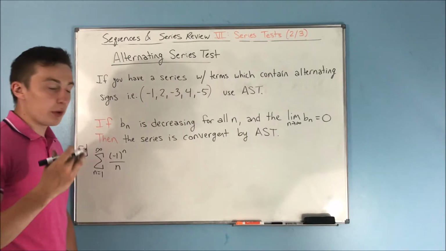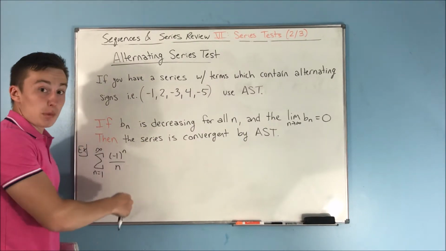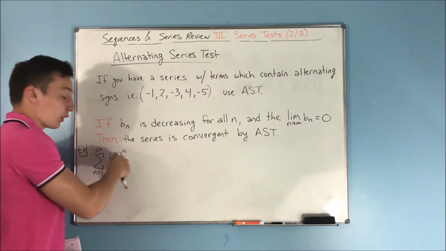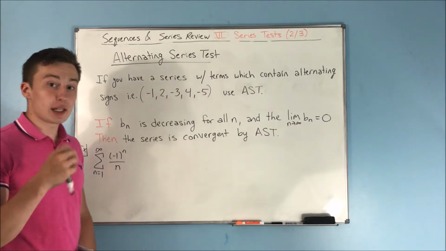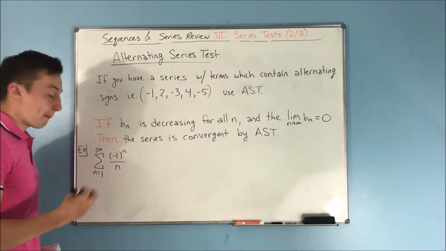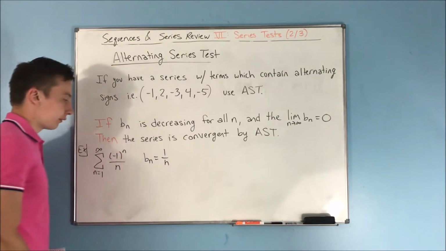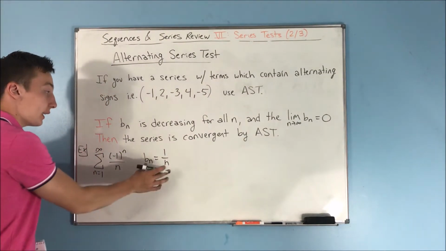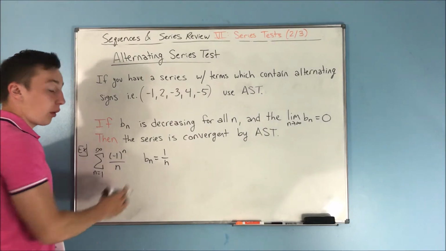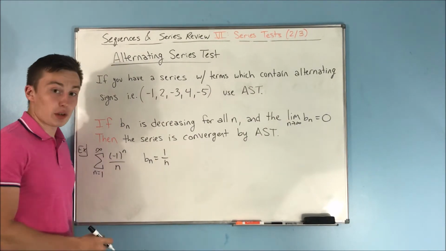Now your b sub n is just going to be your a sub n, but without what is making the signs alternating. So we're going to take out that -1 to the n, and our b sub n is going to be 1 over n. And we need to see if this is decreasing for all n, and if the limit as n approaches infinity of this equals 0.